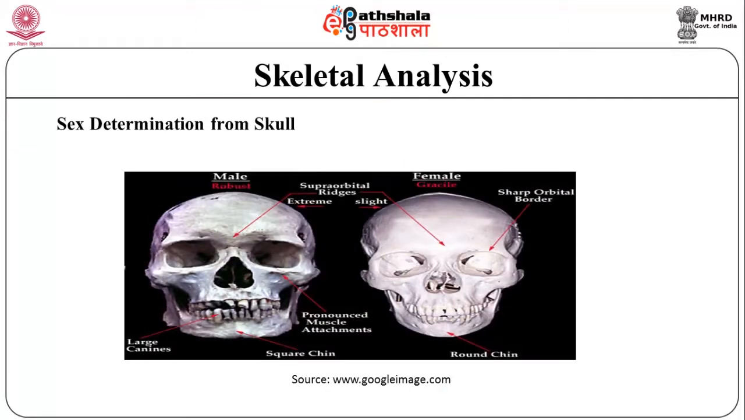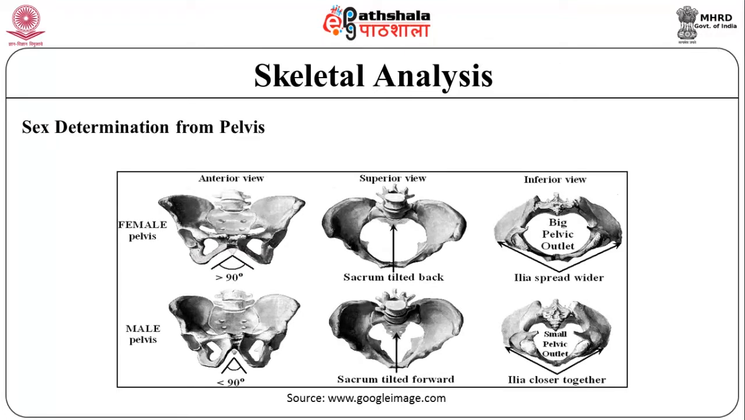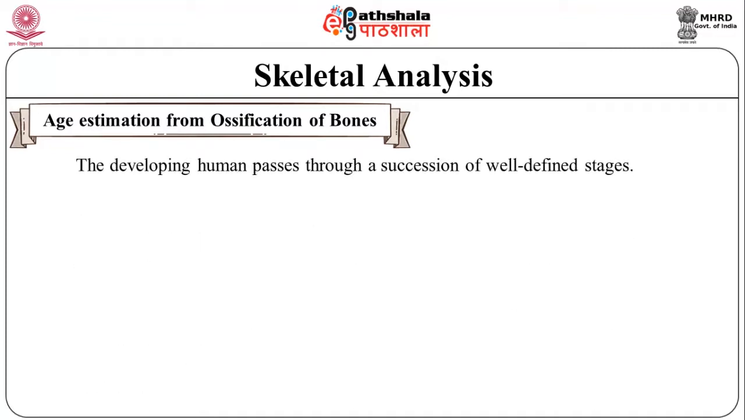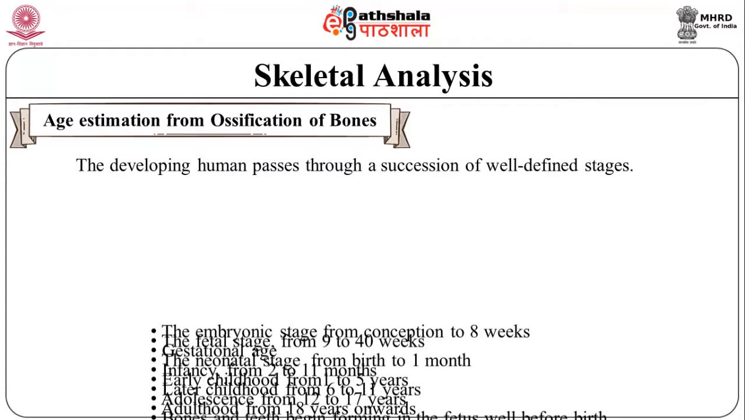This figure shows the sex determination from the skull, and the next figure demonstrates the sex determination from the pelvis of the human. Now let's have a look at the age estimation from the ossification of the bones. The developing human passes through a succession of well-defined stages.